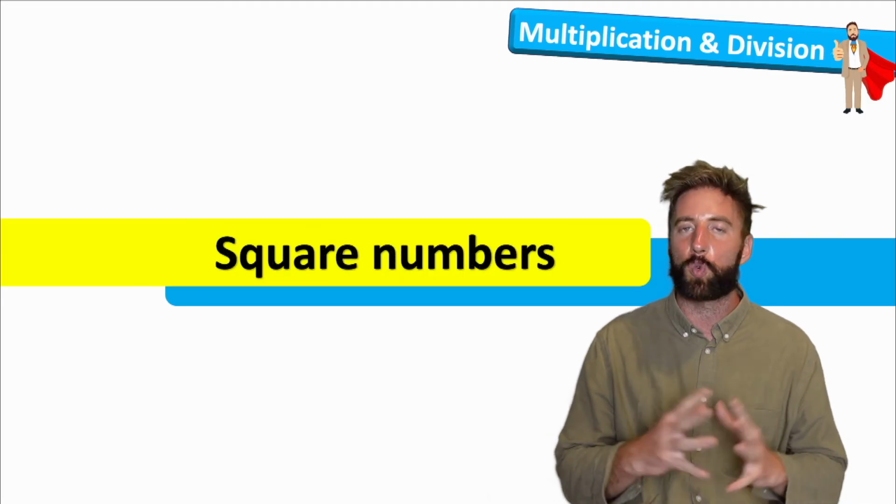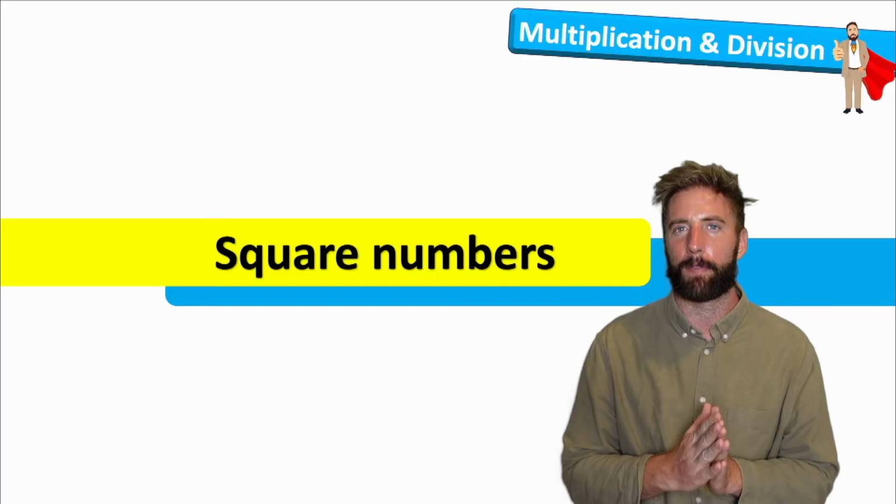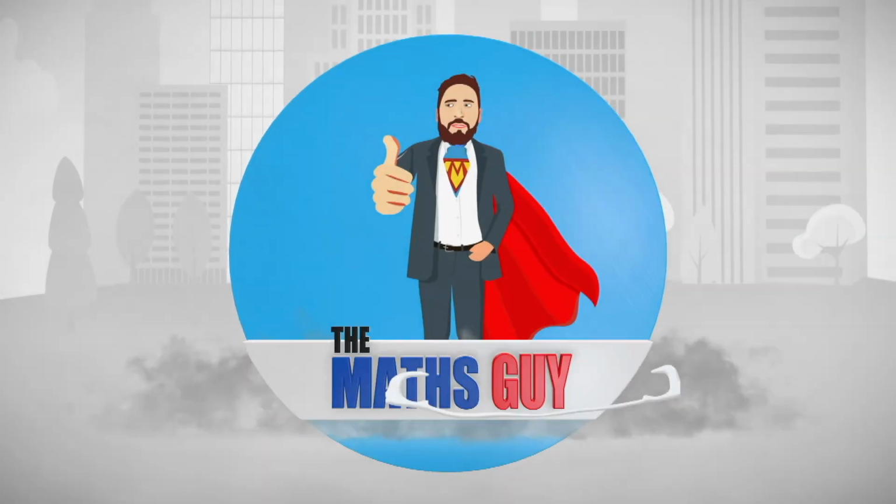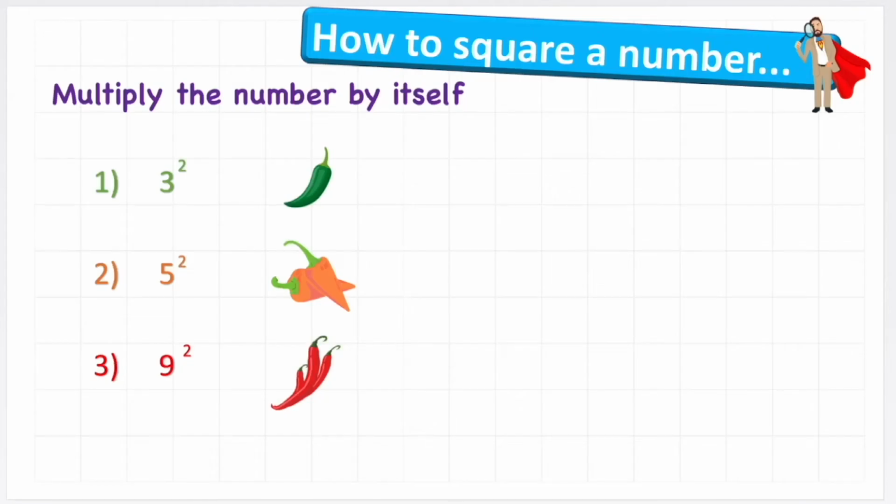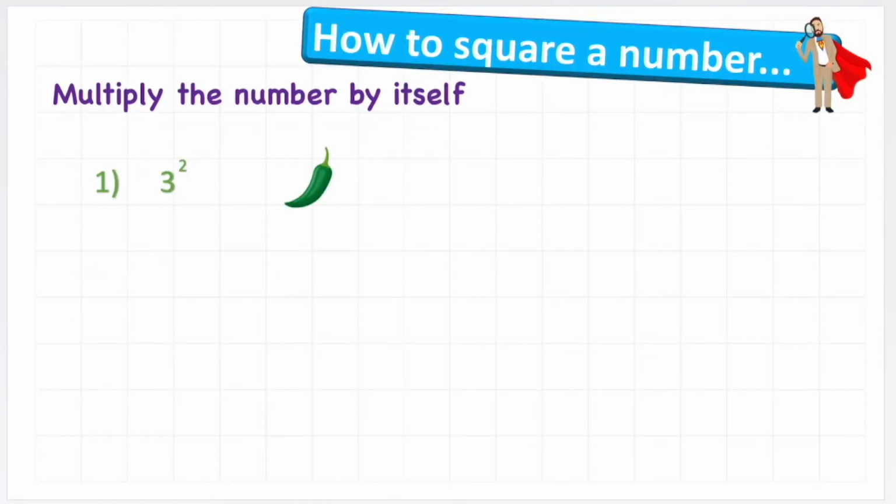Now let's have a look at what square numbers mean and how to do it. Okay, the first thing we need to understand is that squaring a number is essentially just multiplying the number by itself. So let's have a look at what that means, and let's have a look at this question here. We have 3 squared. So 3 squared is asking me to multiply this number by itself.